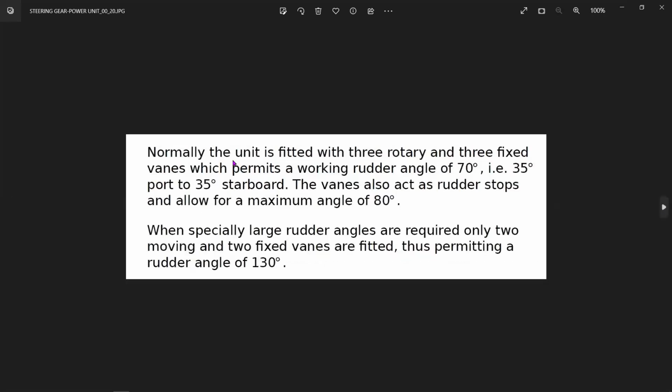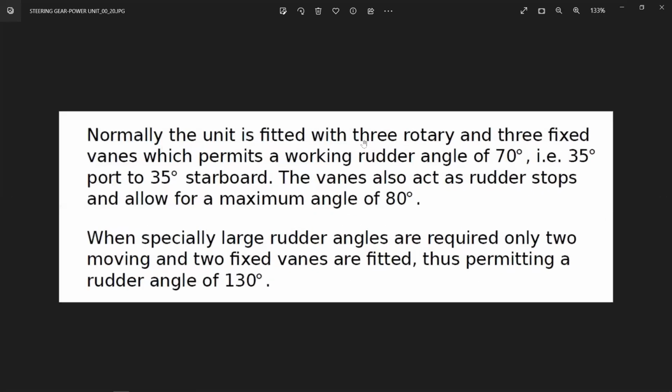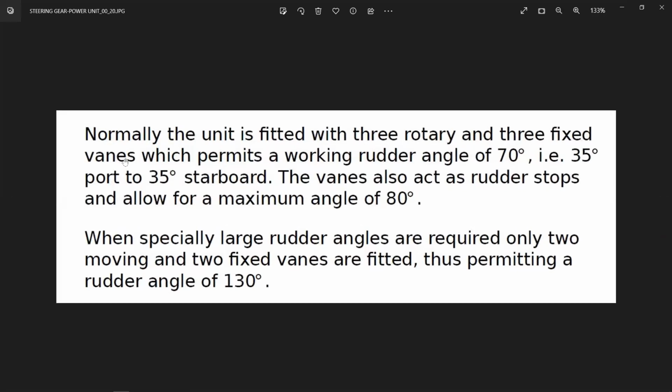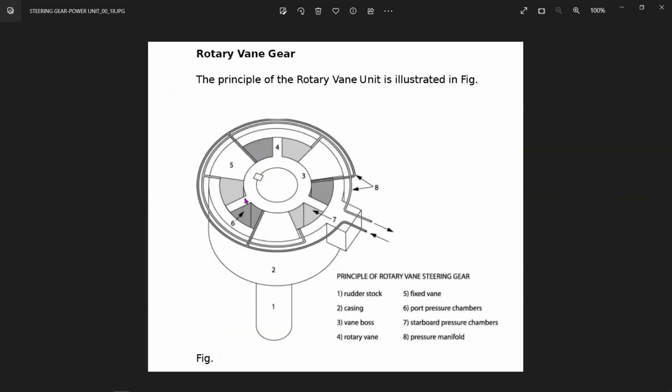Normally the unit is fitted with 3 rotary and 3 fixed vanes, which permits a working rudder angle of 70 degrees. Example, 35 degrees port to 35 degrees starboard. The vanes also act as rudder stops, allowing the maximum angle of 80 degrees. So that means the angle between one stator and the other stator is around 80 degrees, and it allows a 70-degree freedom of movement.